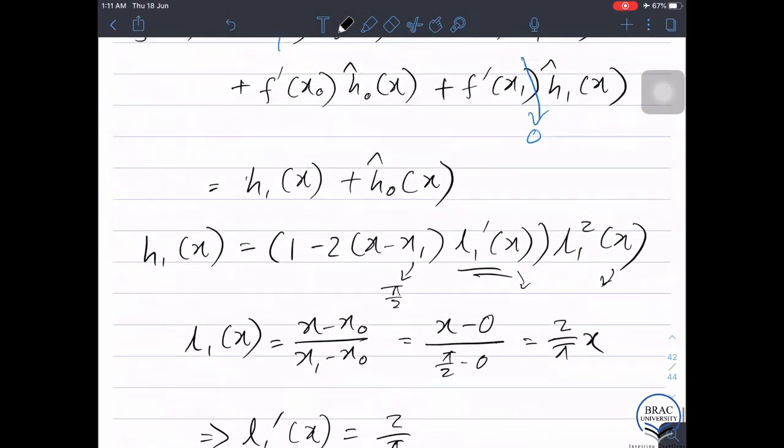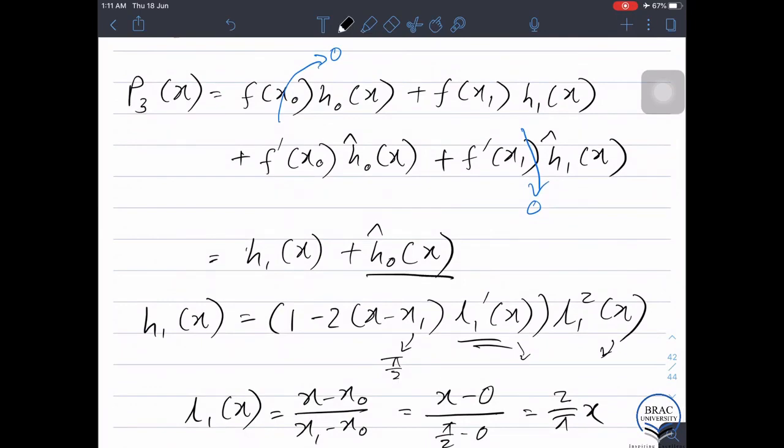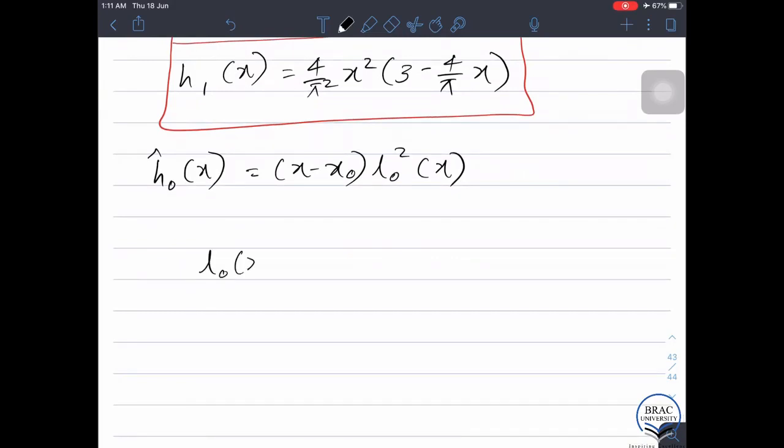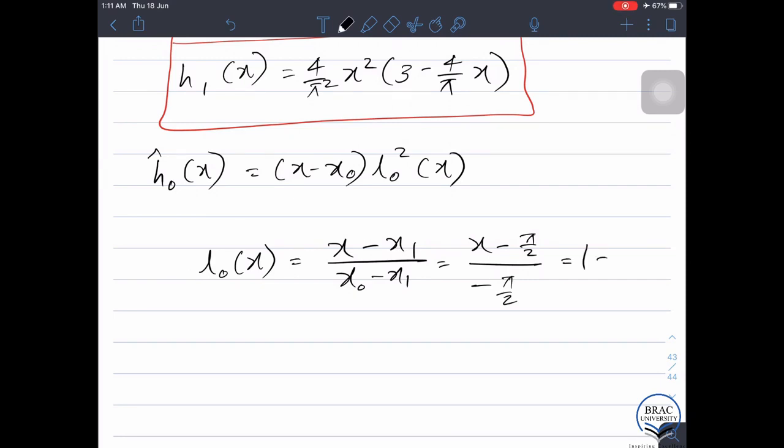So what's the next one? We have to calculate h0 hat now. Okay, so let's calculate h0 hat. So h0 hat of x from the formula is x minus x0 times L0 square of x. So what is my L0 square? My L0 of x is equal to x minus x1 divided by x0 minus x1, and if you calculate, x minus x1 was pi by 2 and this was 0, and minus pi by 2, and this would be nothing but 1 minus 2 by pi x.